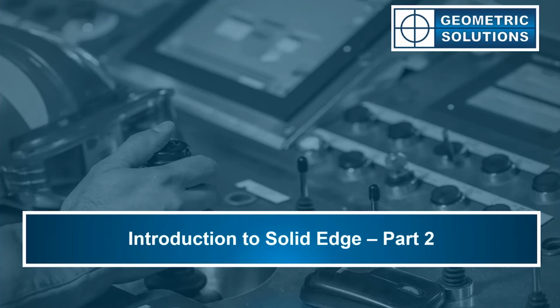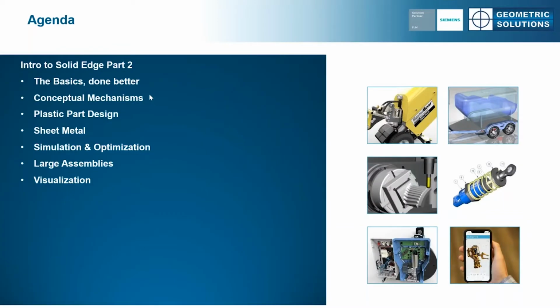So this is part two of a three-part series on an introduction to SolidEdge. In the first part, we took a look at a lot of synchronous technology. In this part, we're going to look at some of the extra features that we have within SolidEdge. So for our agenda, we are going to look at some of the basics, which is synchronous, drafting, assemblies, but we're going to see those done better.